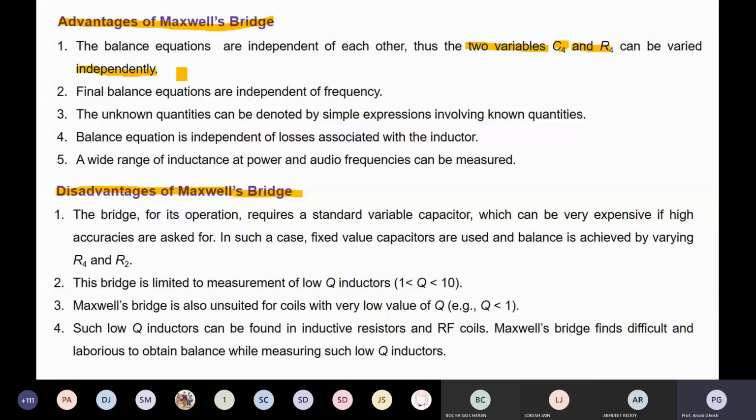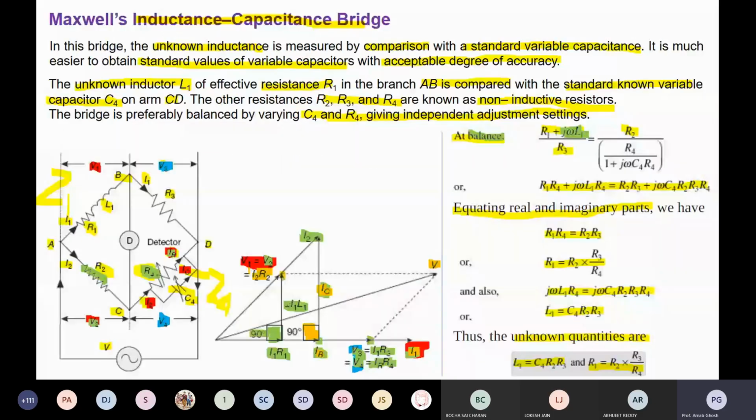The unknown quantities can be denoted by simple expressions involving known quantities. The balance equation is independent of the loss associated with the inductor. So the L1 value is independent of R1. R1 is responsible for the loss of the inductor, so if it is not present in the inductance expression, that is one of the benefits.